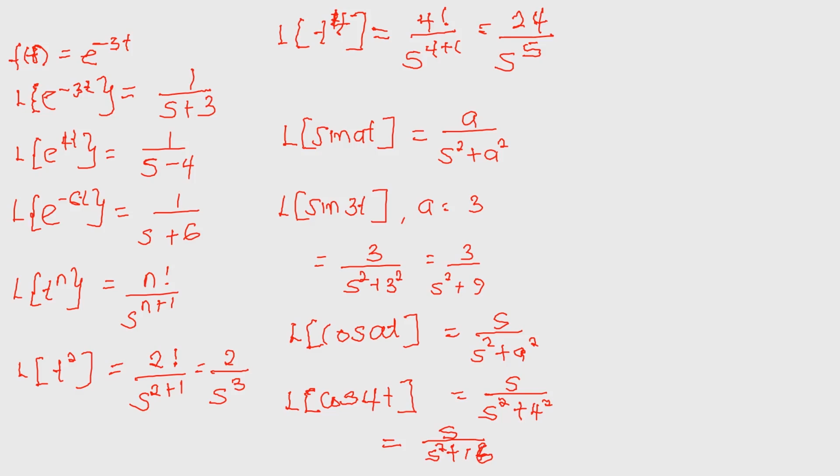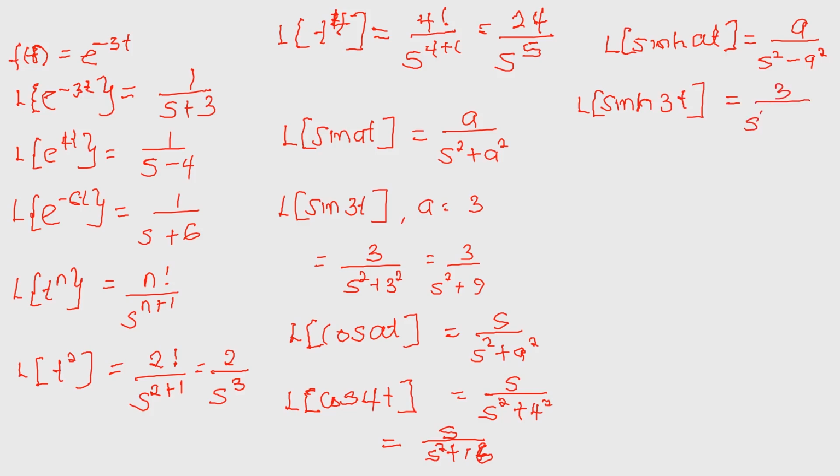Then let's look at these two final functions. The Laplace transform of sinh at. The Laplace transform of sinh at is equal to a over s square minus a square. So that is it. For example, let's say you have to find the Laplace transform of sinh 3t. It will give you 3 over s square minus what? Minus 3 square, which is 9.